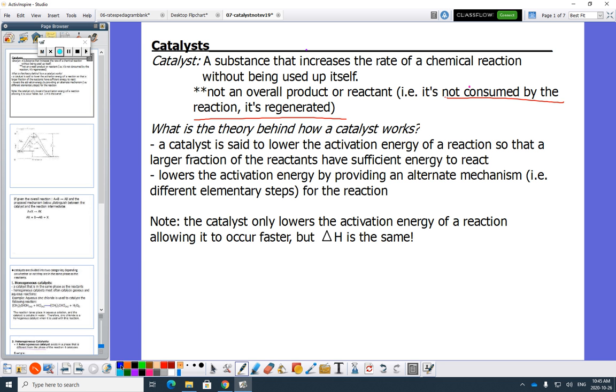So you can imagine that if it couldn't be regenerated, and every single time you drove your car, every single time the combustion reaction in your car occurred, you needed to put in a new catalyst, then the price to run a car could be way, way too high. It would be less practical than it is now.